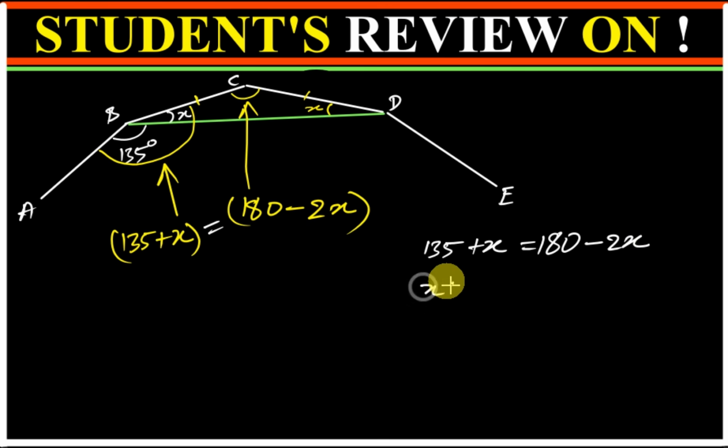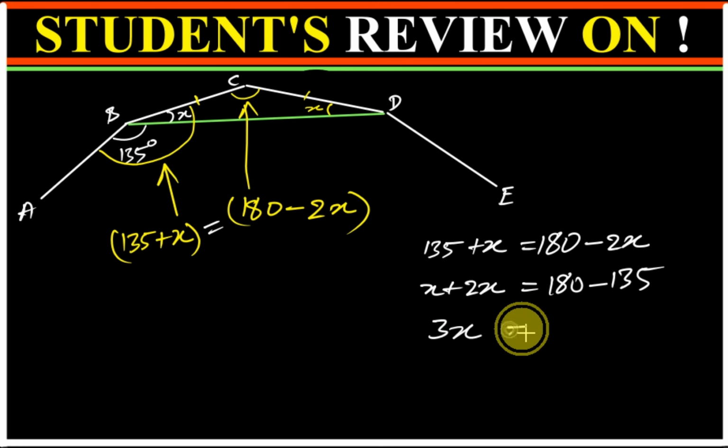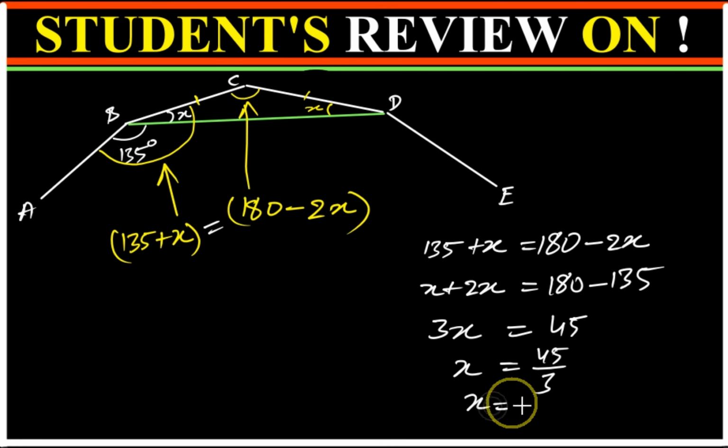So we'll be getting x plus 2x is equal to 180, and subtract 135 from both sides, so this side the 135 will get cancelled, and this side will be minus 135. So now let's solve. This is 3x and this side is 180 minus 135, so it will be 45. Now divide both sides by 3, so we'll be getting 45 upon 3. So x will be equal to 15 degrees. So see, this is the value of x.